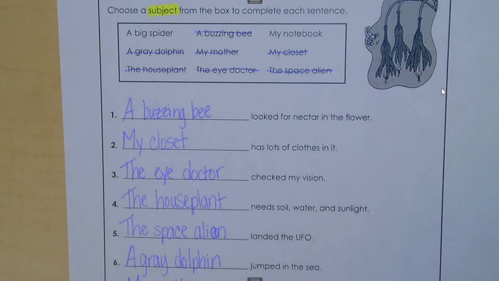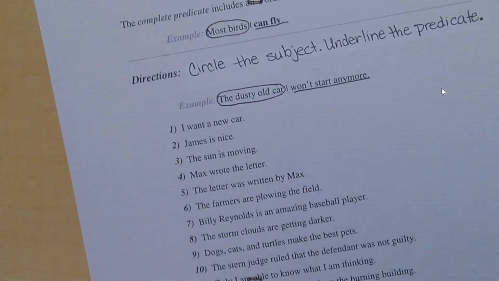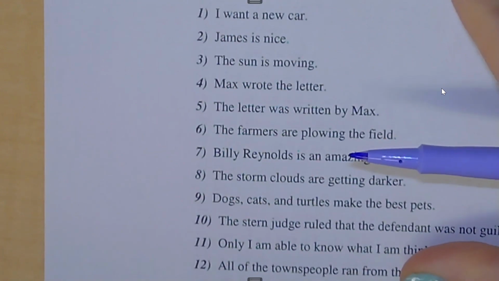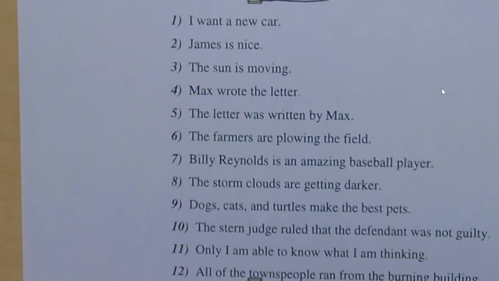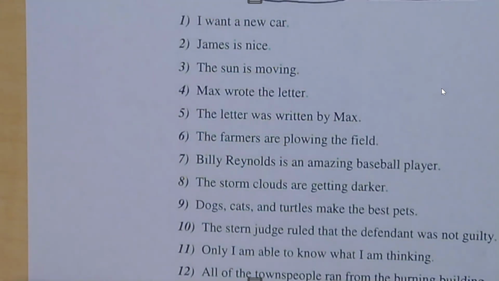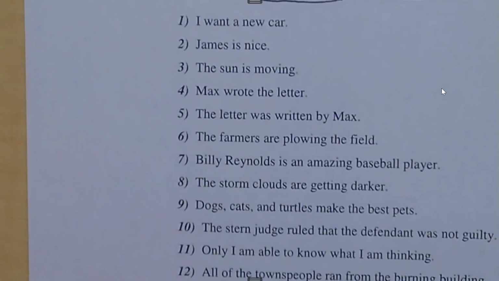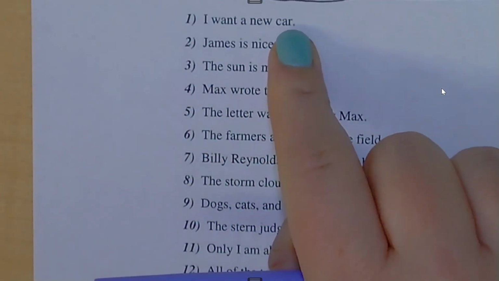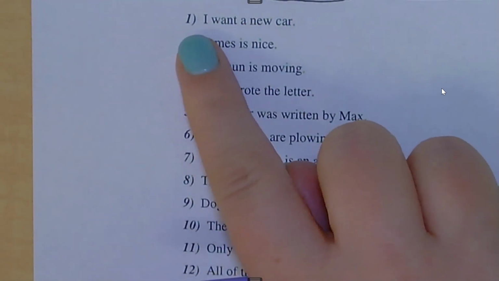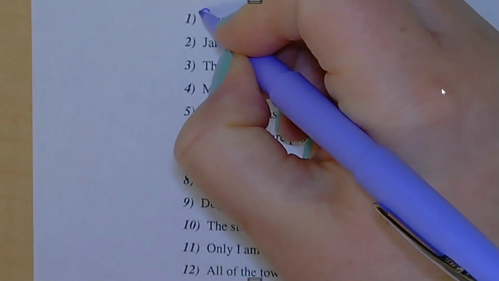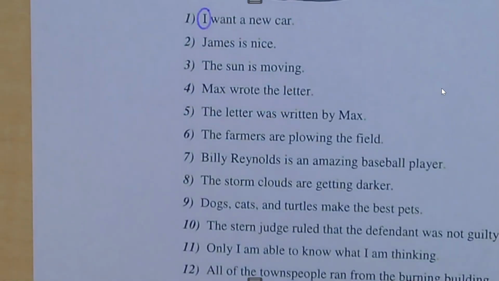Okay? So now we're going to take that same concept and we're going to go to some complete sentences. Okay? We're going to read these sentences and we're going to ask ourselves who or what to find the subject. Okay? And once we find the subject, we're going to circle it. Are you ready? Okay. I want a new car. Who or what wants a new car? I. So I is the subject of that sentence.